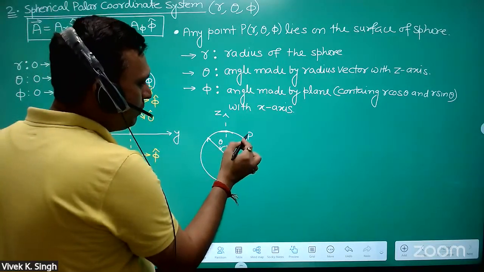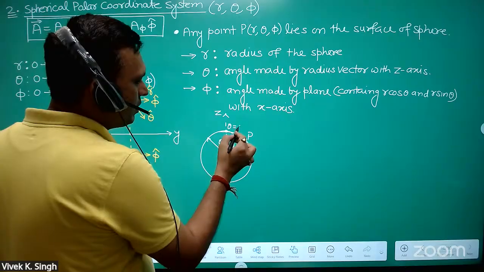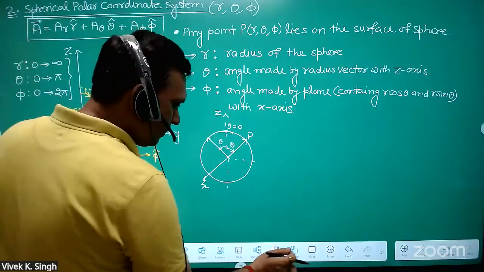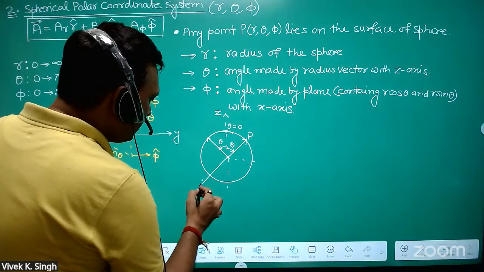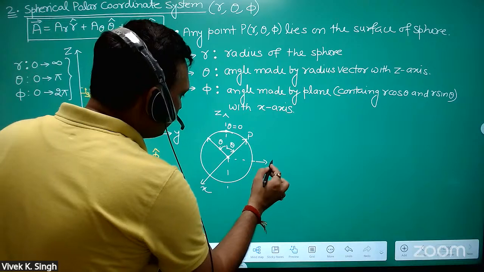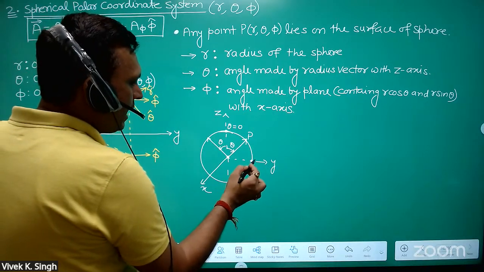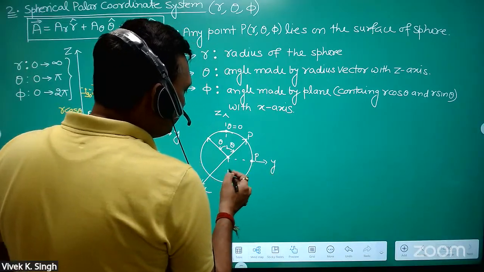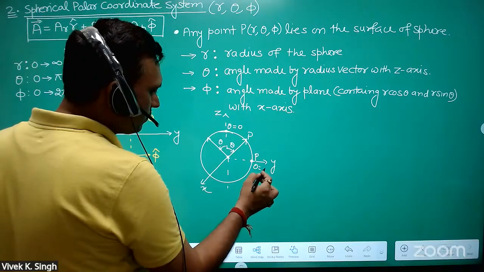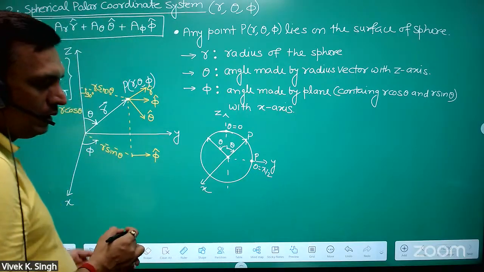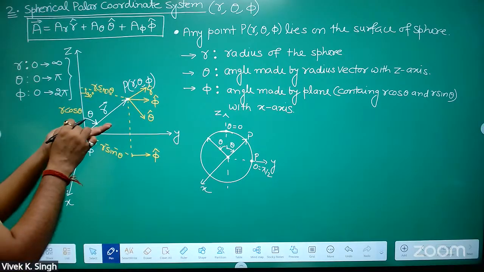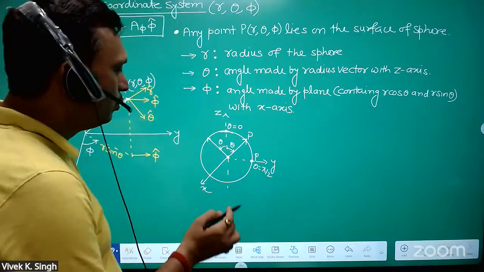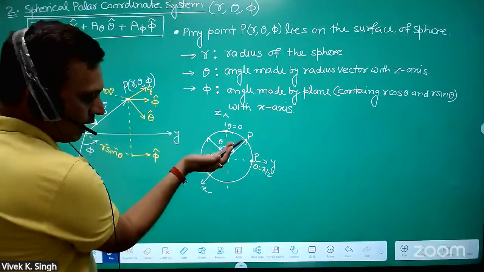So when this point P is on this axis, what will be theta? Theta will be 0. And when this will be in the xy plane, let's say this direction is x and this is y. So when point P is in the xy plane, theta will be what? Pi by 2. So if you are in the xy plane, theta is pi by 2. So it means from 0 to pi by 2, you will cover the upper hemisphere.